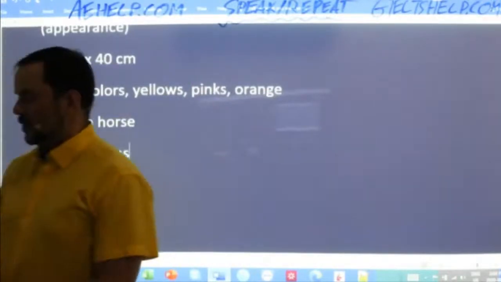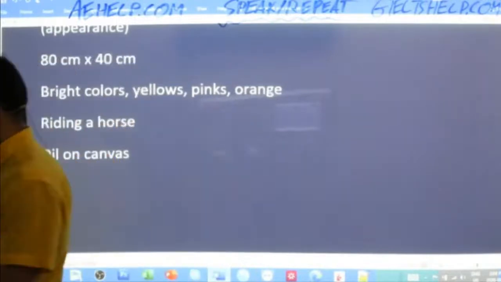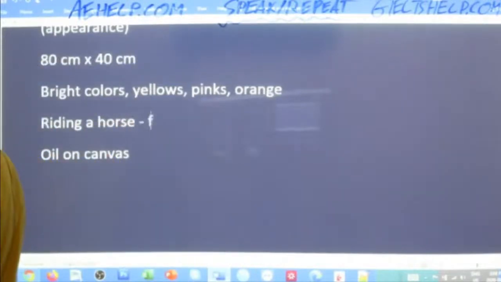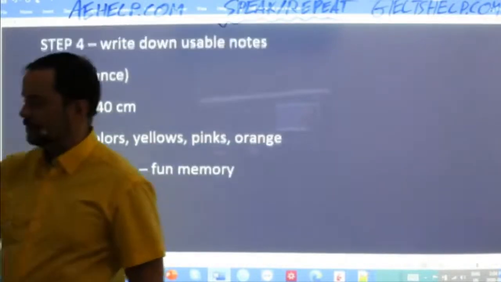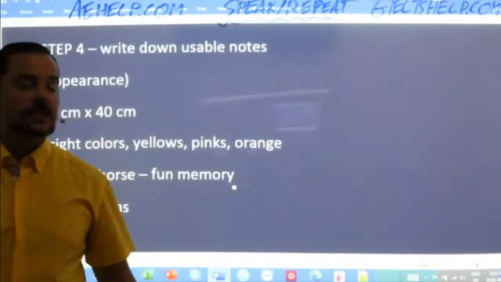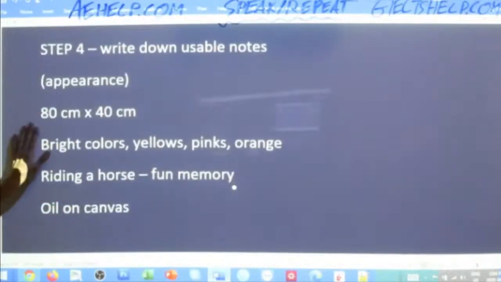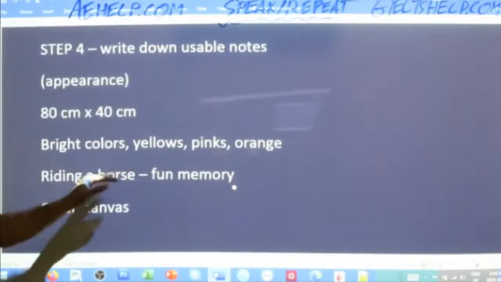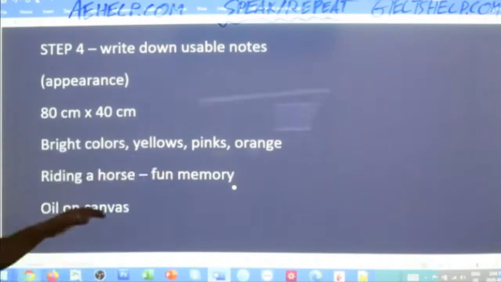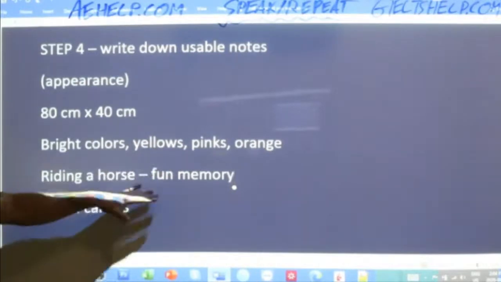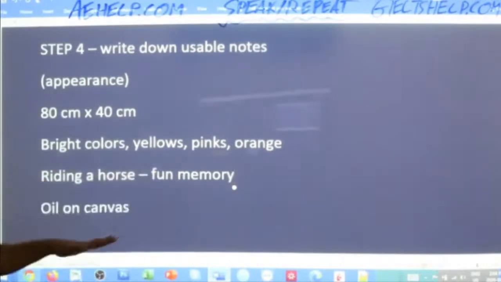Okay, so it's oil on canvas. Okay, running a horse. Fun memory, sure. Okay, good. So that's the kind of usable notes that you want to write down. The size of that painting, the colors that you use, the actual colors, what the painting depicts, what it shows, and then what you're using for that oil on canvas.